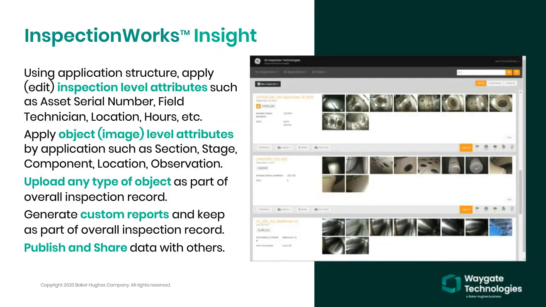On this slide, I show a screen capture of the InspectionWorks main user interface, showing a series of inspection cards containing all the information from those specific inspection events. The data in InspectionWorks contains both inspection level attributes, such as asset serial number, technician, location, as well as object level attributes such as the section, the stage, the component type, and asset health observations.